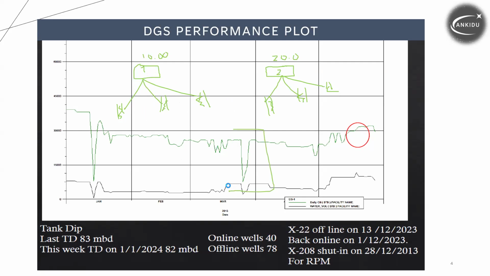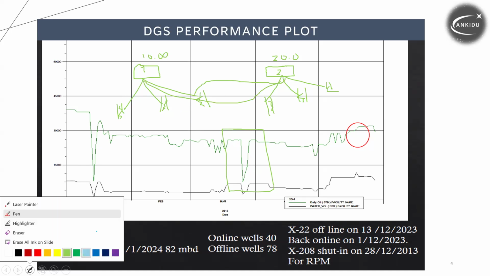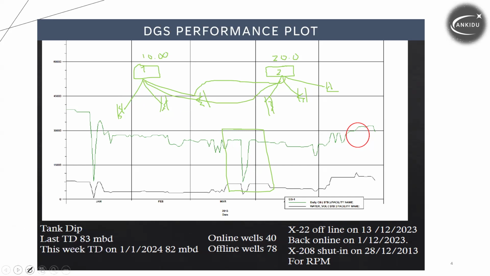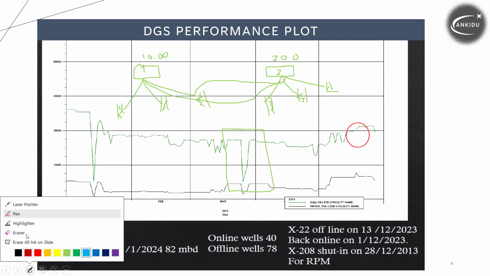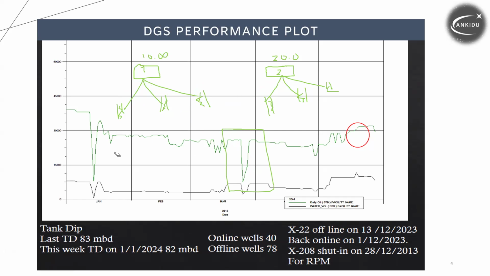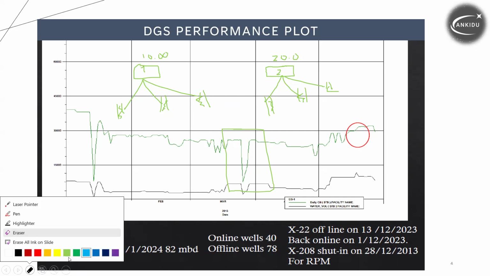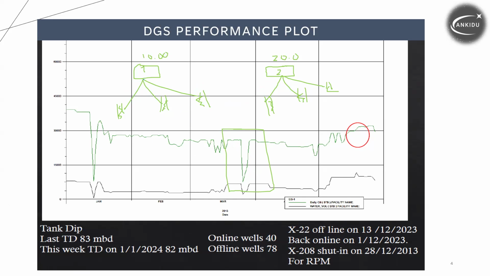So if we consider we have maintenance, we have to shut in those wells. So we have to consider, for instance, converting those wells from this degassing to this degassing. Let me change the color. Just a minute. Okay. So if we consider changing the routes of the flow lines from this degassing to this degassing, what will happen?